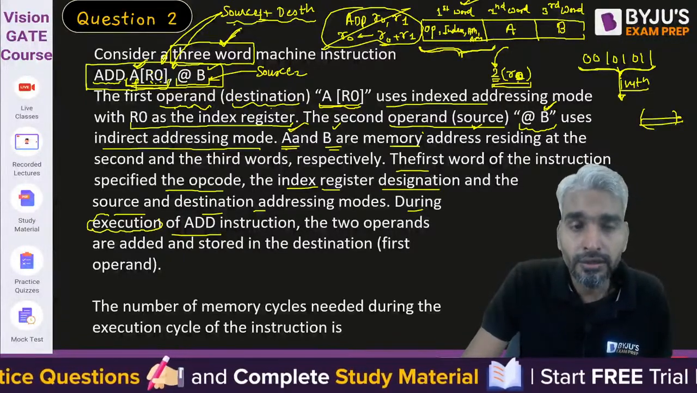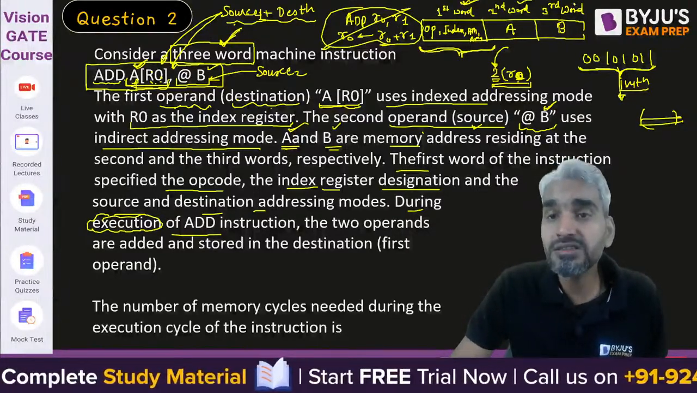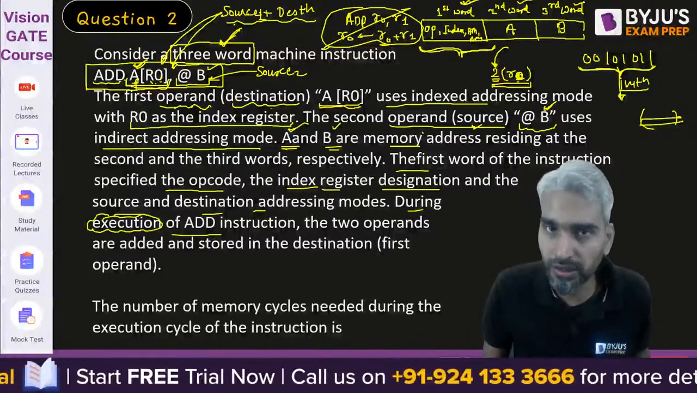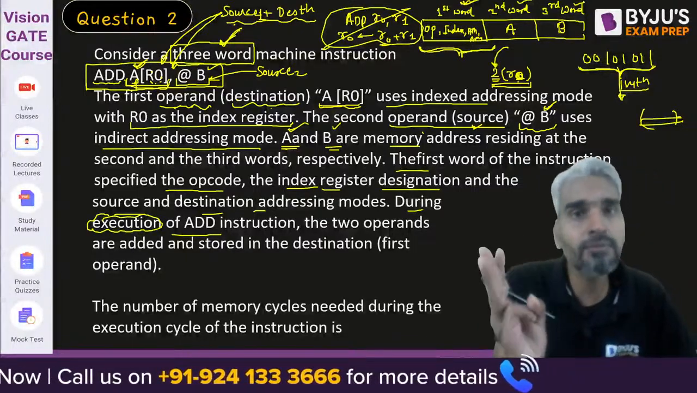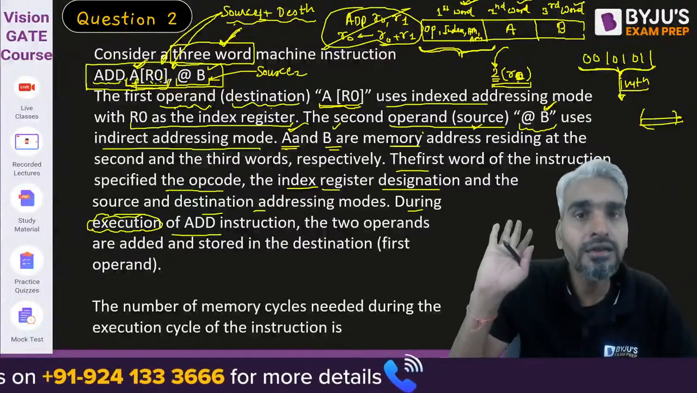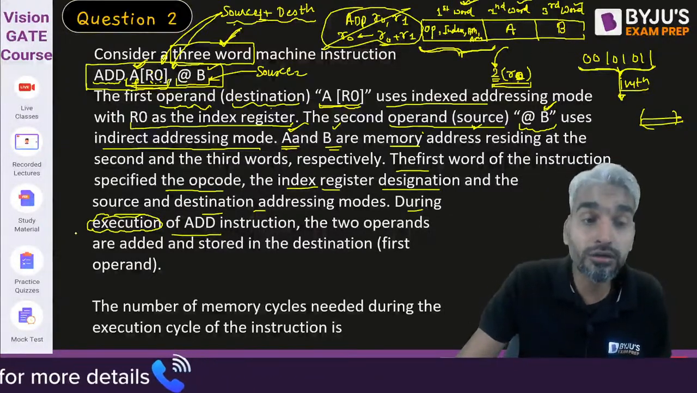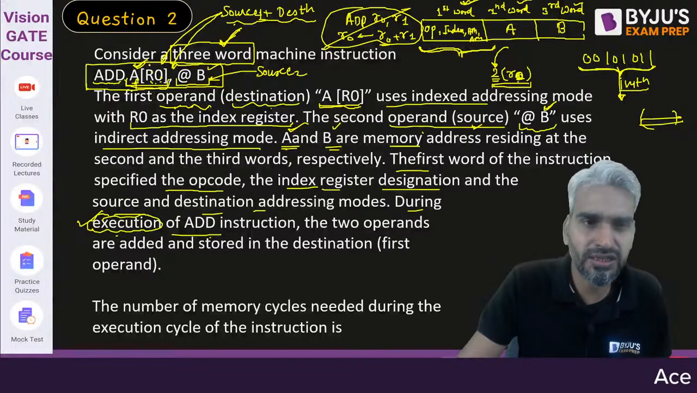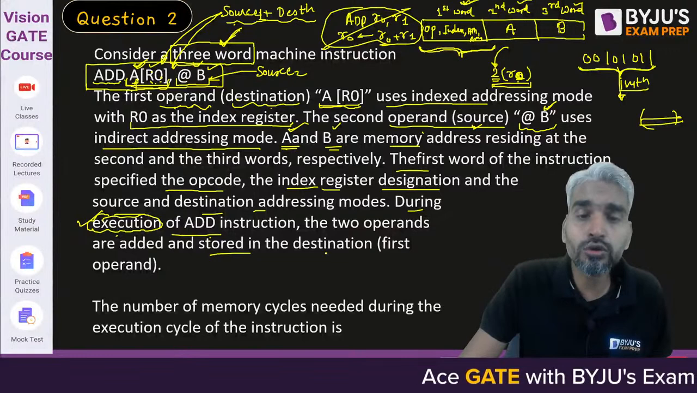During execution, please try to understand: if it is a 3-word instruction, then in order to fetch these 3 words, 3 memory cycles will be required, because in 1 memory cycle you can fetch only 1 word. But the question is not talking about fetch, it is only talking about execute. So during execution of the add instruction, the 2 operands are added and stored in the destination.